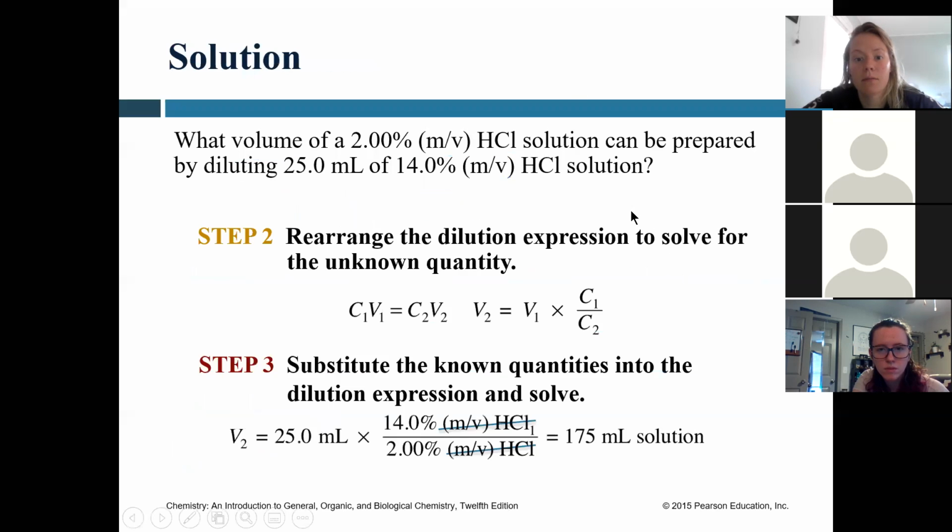Let's see how they did it. Should be the same. 175 milliliters. Okay, if the problem explicitly asks for it in liters, convert it to liters. Always looking for those little details.